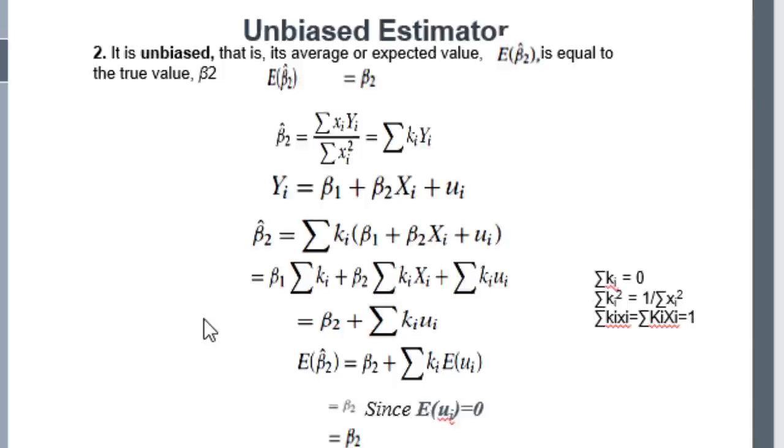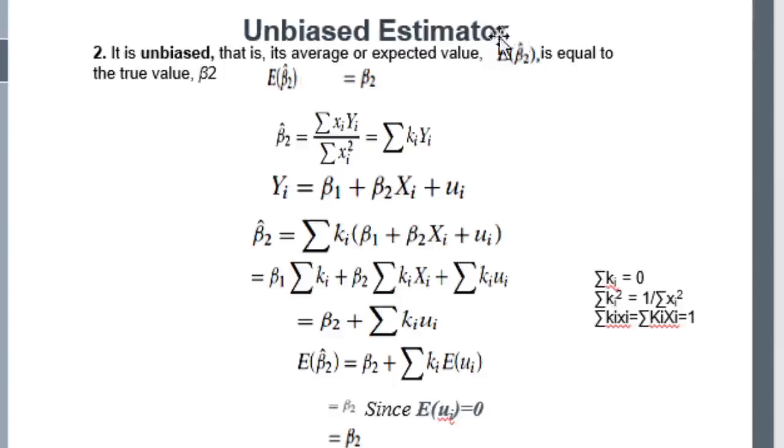Here first we will take the unbiasedness property of beta 2 cap. How will we define it? If the expected value of beta 2 cap is equal to its true value, beta 2, and that property is satisfied, then we say that the estimators are unbiased. That is, the estimators are unbiased if the average or expected value, denoted as expected value of beta 2 cap, is equal to the true value.